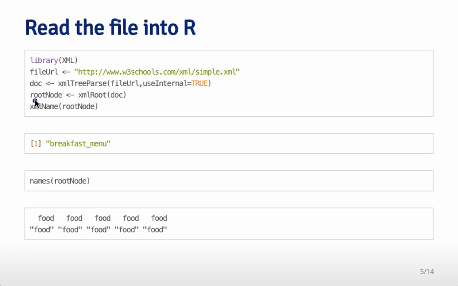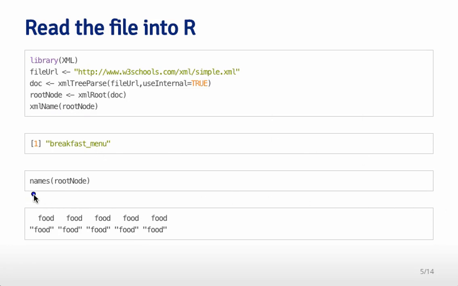So the first thing that we want to look at is the root node, which you can get with XML root. You can think of it as the wrapper element for the entire document, and so if you execute this XML root command, you'll have accessed that particular element of the XML file. And then if you want to get the name out, you can use XML name applied to that node. And in this case, it's a breakfast menu.